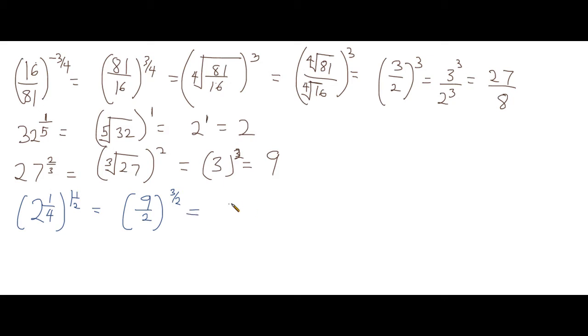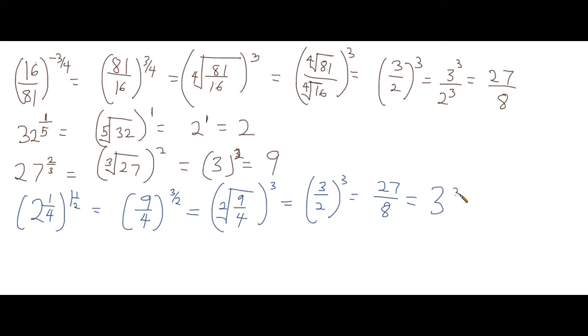And this will be obeying the second law. We will now have the square root of 9 over 2 all raised to power of 3, and this will be, I'm sorry, this is 9 over 4 rather, 9 over 4, and this will be 3 over 2 all raised to power of 3, and our final answer will be 27 over 8. And we can also simplify it further and still have 3 whole number 3 over 8.